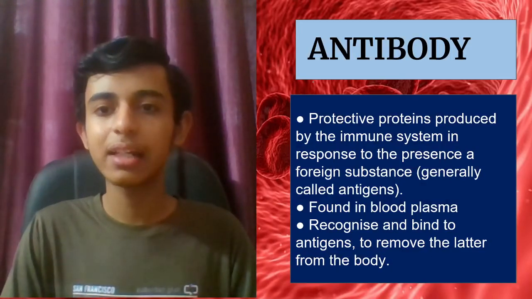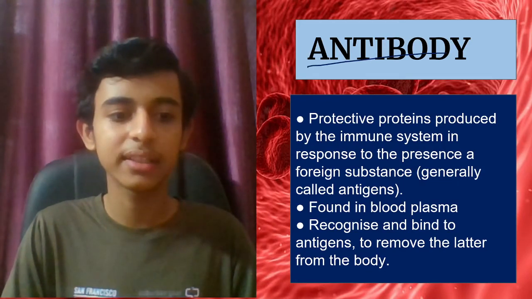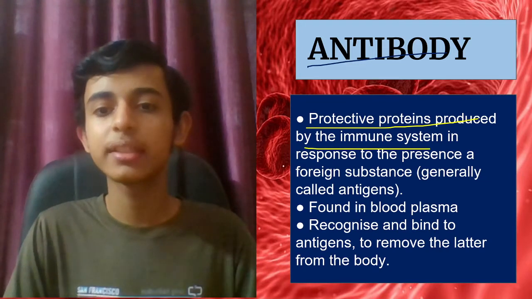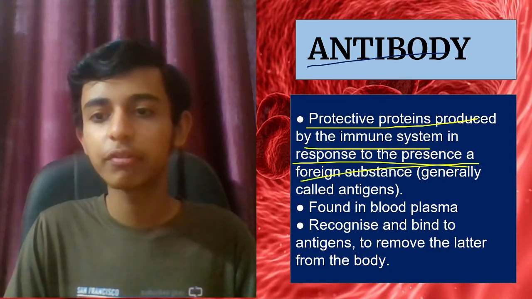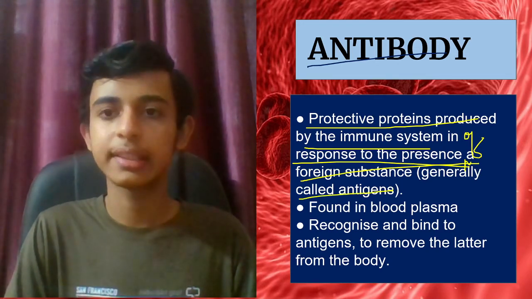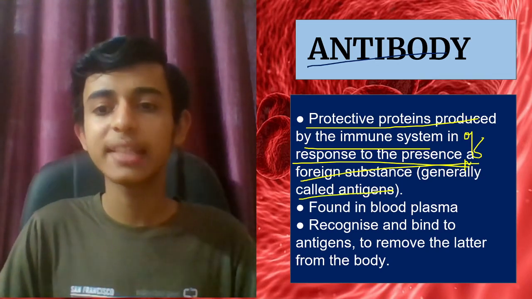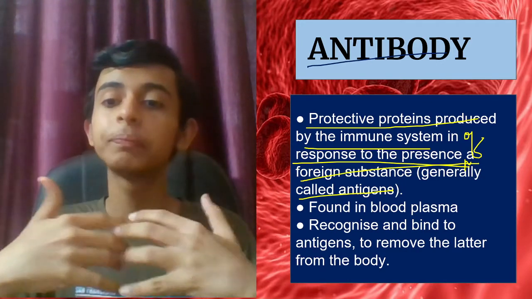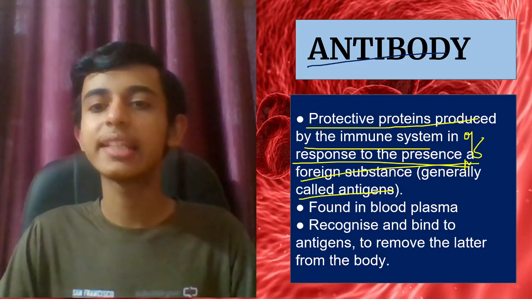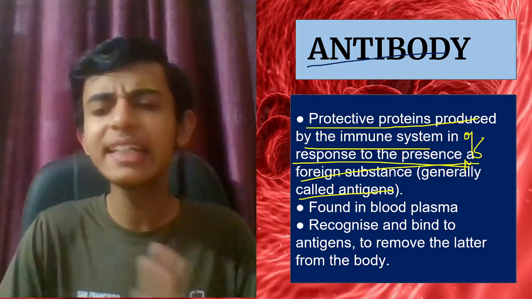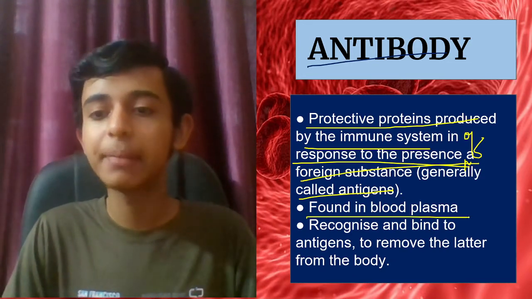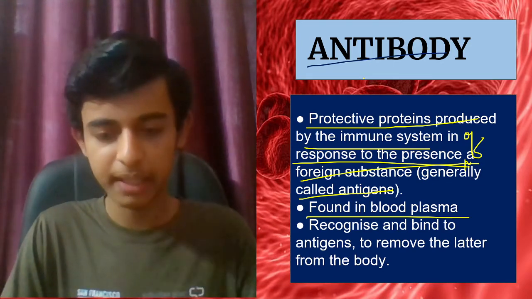Yeah, now we'll be understanding about antibodies. What are they and what is their role? See, antibodies are protective proteins produced by the immune system in response to the presence of a foreign substance, generally called antigens. So the foreign substances are known as antigen, and if they invade our body, then our immune system is going to generate some protective proteins that are going to fight against that antigen. Okay, and this is found in the blood plasma. Antibodies are always found in the blood plasma, remember.